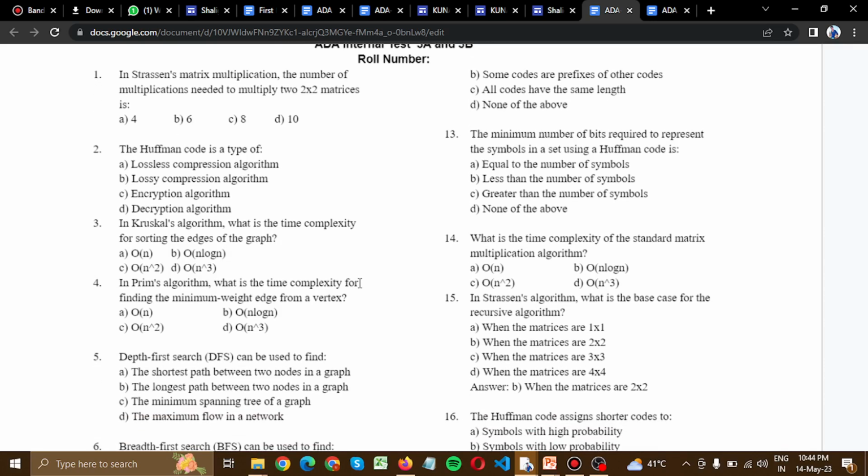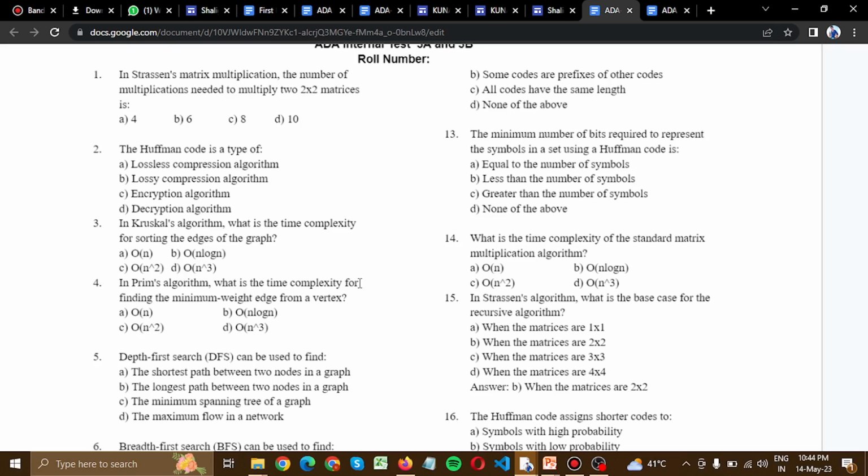Now next question, Huffman's code is a type of. So the answer is A, lossless compression algorithm, because Huffman's code is a type of lossless compression algorithm. It is used to compress data without losing any information.